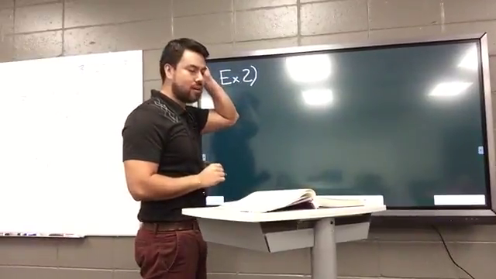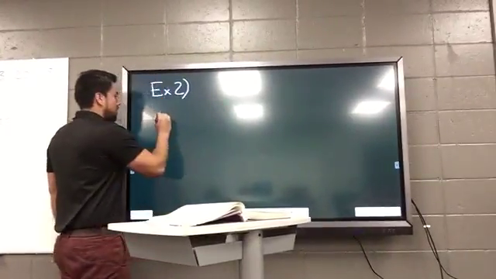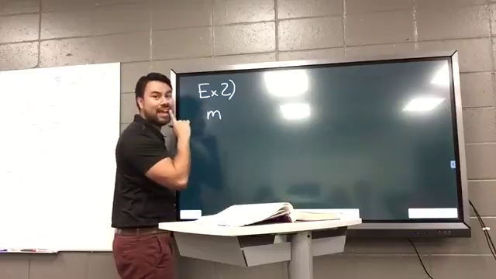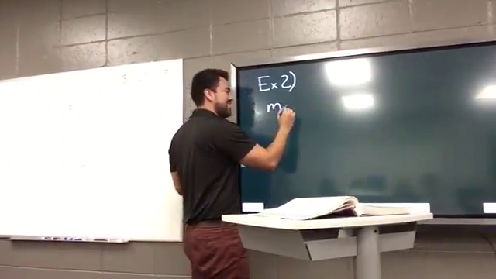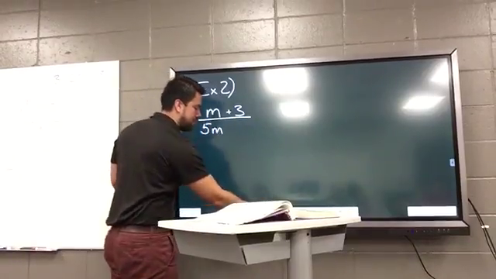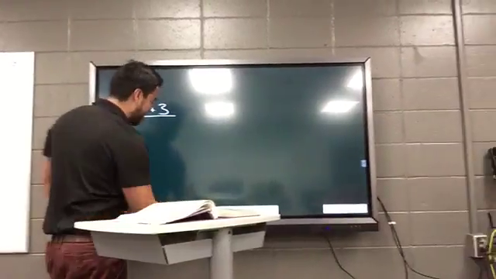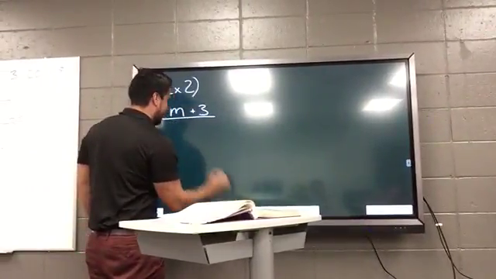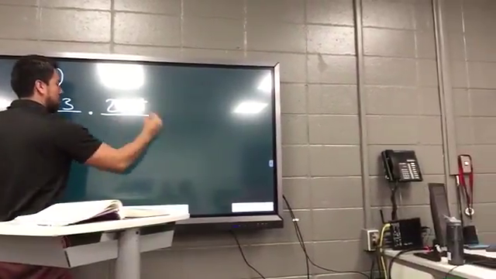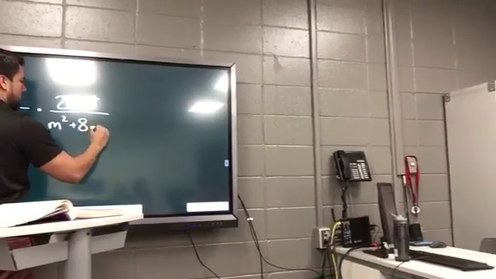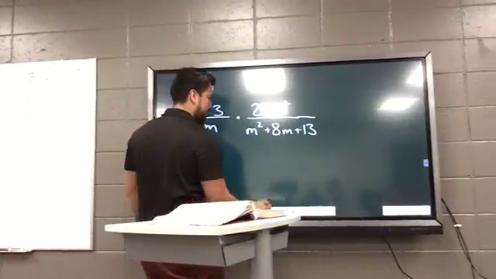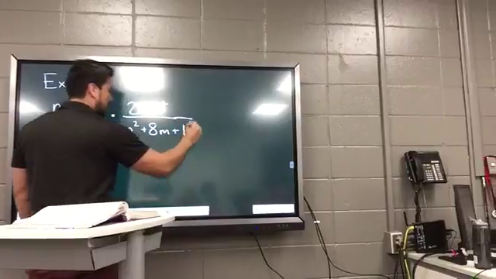Taylor, can you read A for me on example 2? Find each product. A on number 2: m plus 3 over 5m, times 20m squared over m squared plus 8m plus 15. Okay, is that written correctly? Thank you. Okay, is that all good?